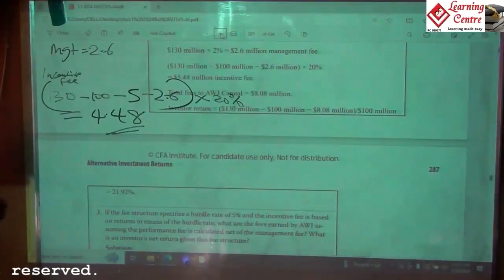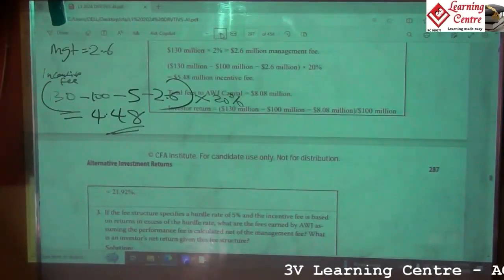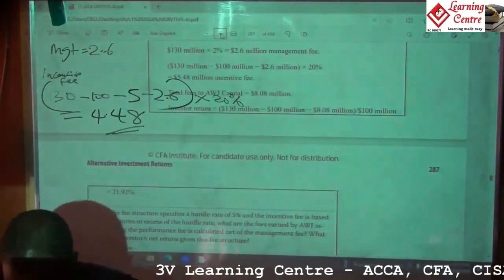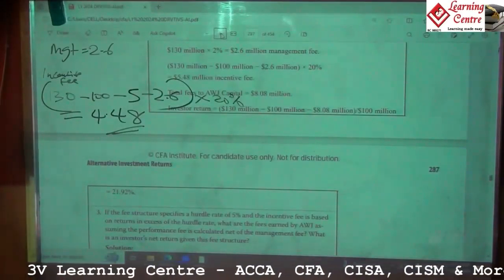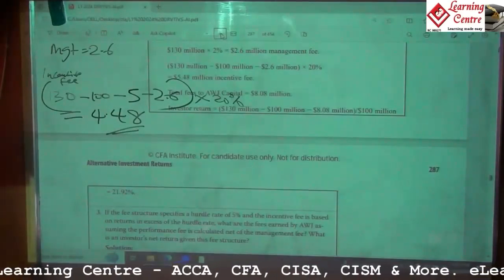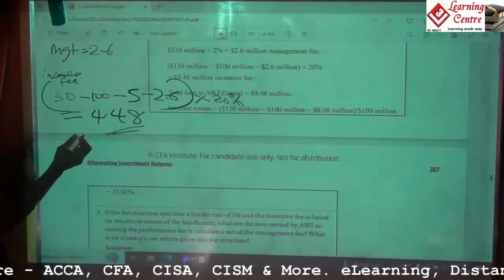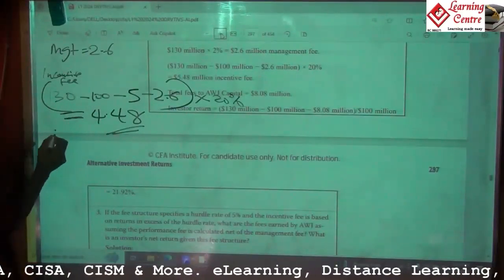Then from there, you can calculate your investors' return. Can you calculate your investors' return from here? What's your investors' return? How did you get your investors' return? You know the total fees now. The management fee is 2.6 plus this 4.4, when you add it up.